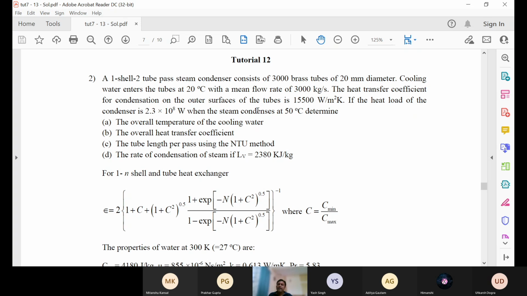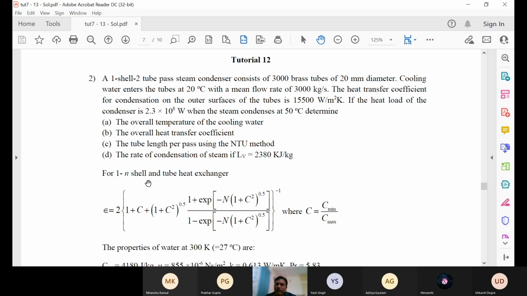Okay. All right. Now with this we have to calculate the overall temperature of the cooling water. We have to also calculate the overall heat transfer coefficient. We have to calculate the tube length per pass unit using the effectiveness NTU method and the rate of condensation of steam, if the latent heat of vaporization is given as 2380 kilojoule per kg. This is what has been given.